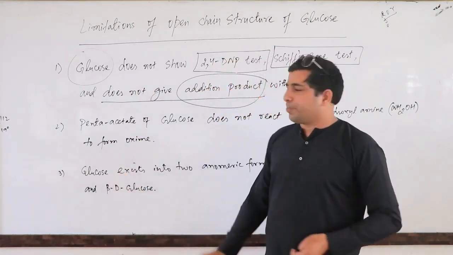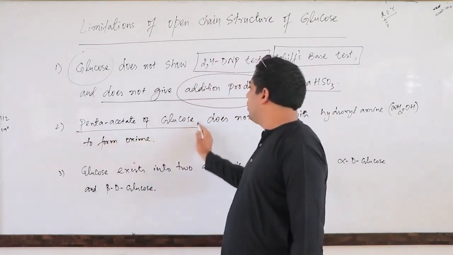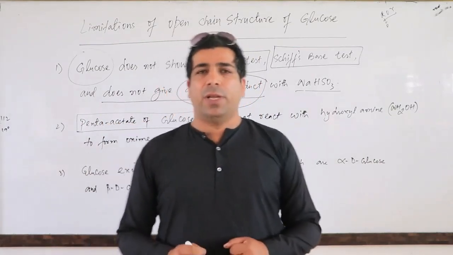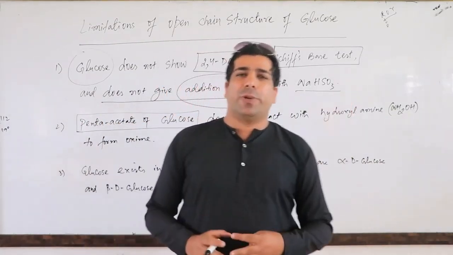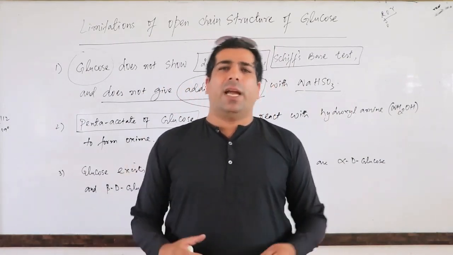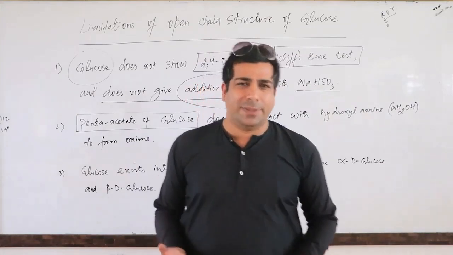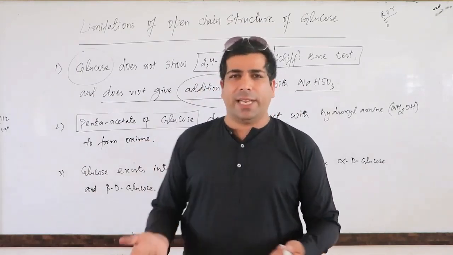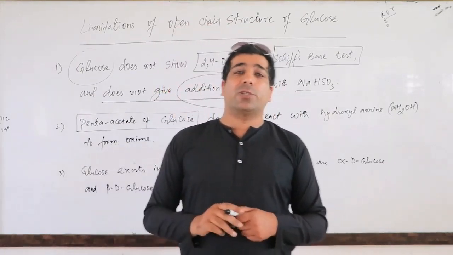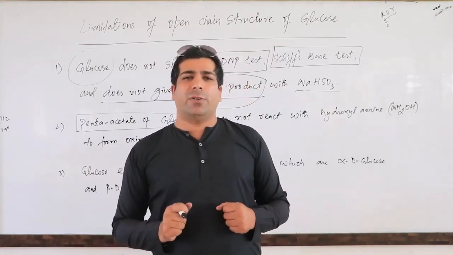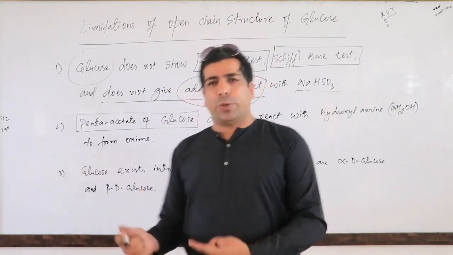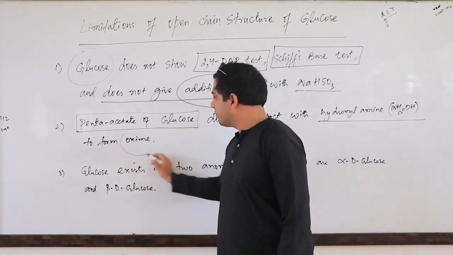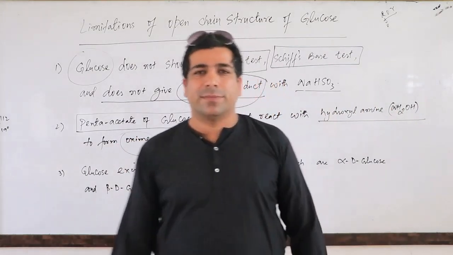Now the second limitation. Let us talk about the pentaacetate of glucose. Yesterday I made glucose pentaacetate: I took a glucose molecule, made it react with acetic anhydride, and got glucose pentaacetate. Now, this glucose pentaacetate has a free aldehyde group, and it should react with hydroxylamine to give oxime. But it doesn't happen. What is the reason?